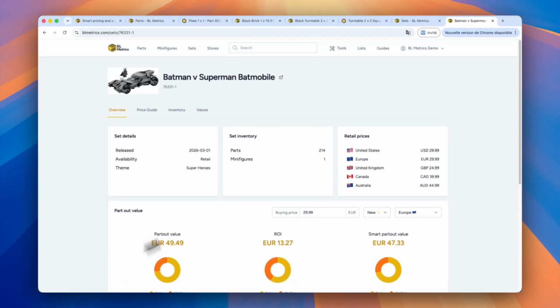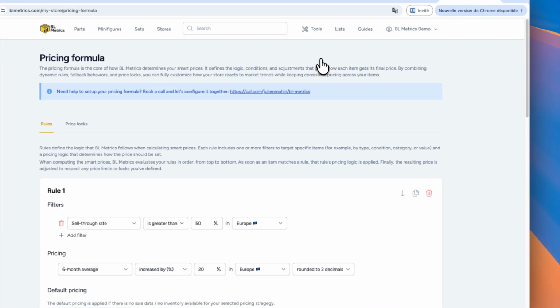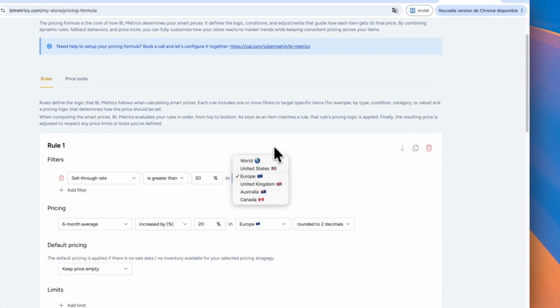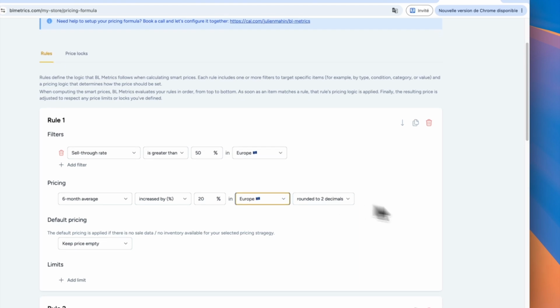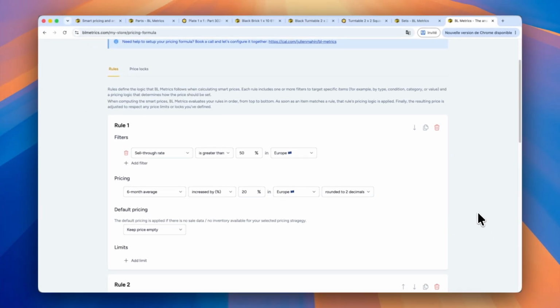So that's regional pricing. By focusing on the real prices in your real market and on the full distribution of sales instead of a single average, you'll make better decisions, optimize your inventory, and price with a lot more confidence.